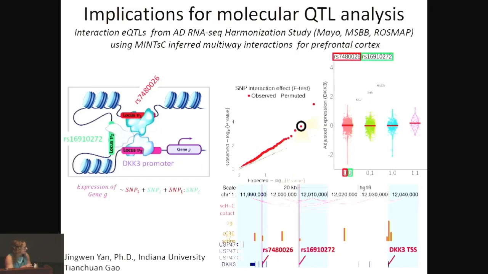Okay, so we tested for this effect, and that's the QQ plot. The red ones are all the interactions we have tested, and the gray is if you permute the data and then ask what the null looks like. So we see that all the interactions we have tested are actually deviating, and furthermore, some of them actually make the multiple testing cutoff. So here is one of the interactions for the DKK3 promoter.